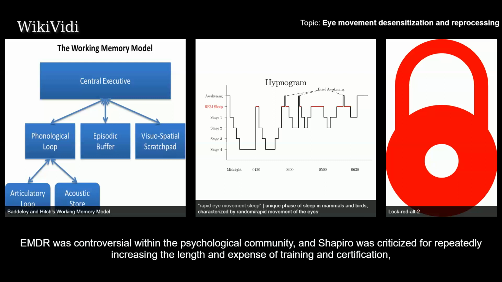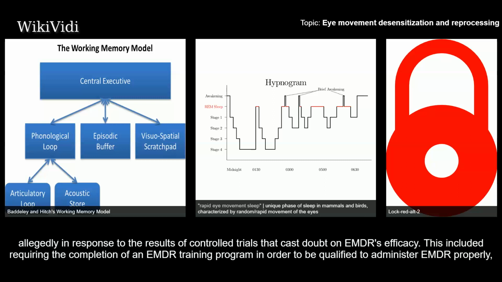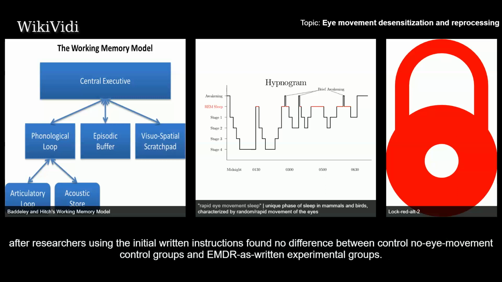EMDR was controversial within the psychological community, and Shapiro was criticized for repeatedly increasing the length and expense of training and certification, allegedly in response to the results of controlled trials that cast doubt on EMDR's efficacy. This included requiring the completion of an EMDR training program in order to be qualified to administer EMDR properly.